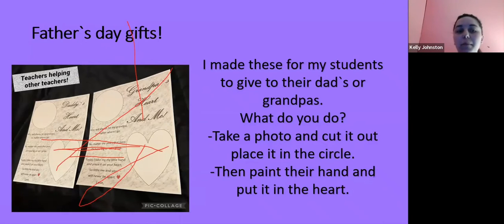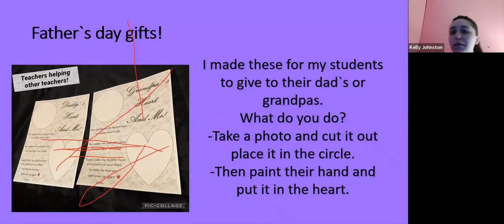So you would take a picture of your child and cut it into a circle and place it in the circle on the left-hand side of this image. Then you would paint your child's hand and put it in the heart. So this one says, "You will always be my grandpa, no matter where I go, no matter the years that pass or how big I grow. Today I take my little heart and place it on your heart, so little me and you will never be apart. Love," and then you just write their name.